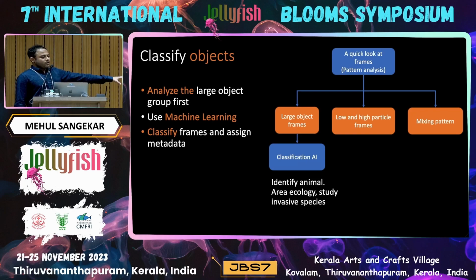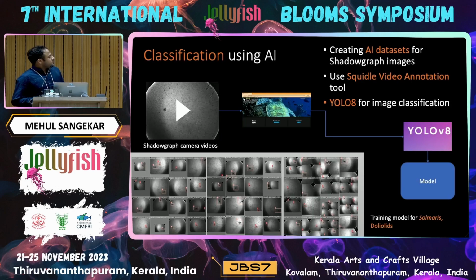And of course, if you have big objects, what do we do with all the frames and groups which had them? We decided that if we want to classify them, we would take a more machine learning based approach, which also helps in ecology, or if you have an invasive species, you can find it. To start with, we are using YOLO 8, and we started making a training set for AI. We have just begun and don't have many images yet, but we started making training sets for Solmaris and Doliolids just to see whether it will work on our shadowgraphs with the background, etc.